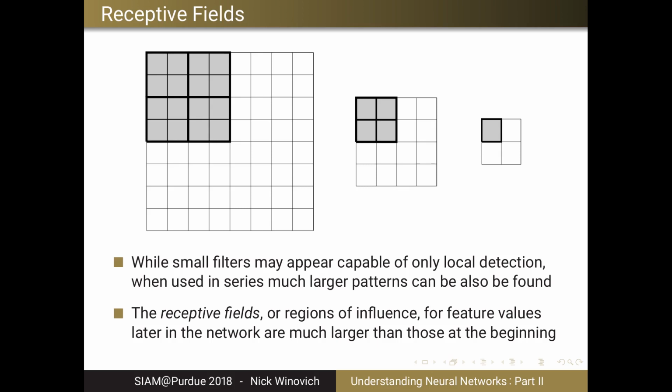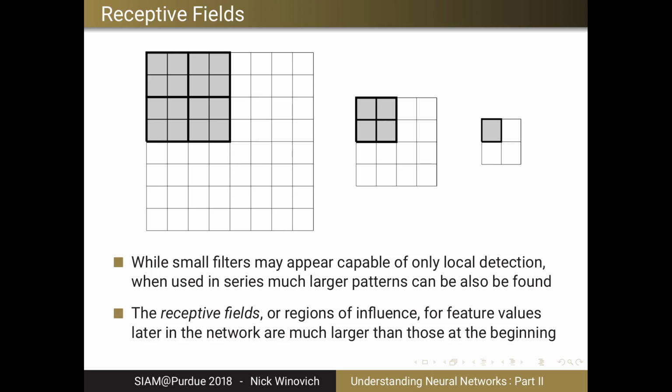Another aspect that may be worth noting is that these local features, if we're only using a 3x3 filter or a 2x2 filter, for instance, may only be able to detect very small local properties of the original input data. And we may expect that that's inefficient or it's not capable of getting higher level features.